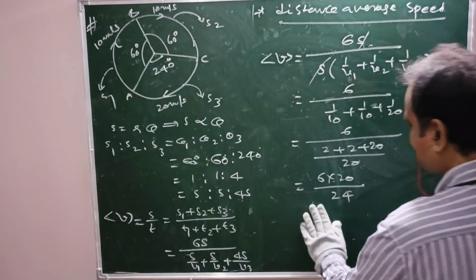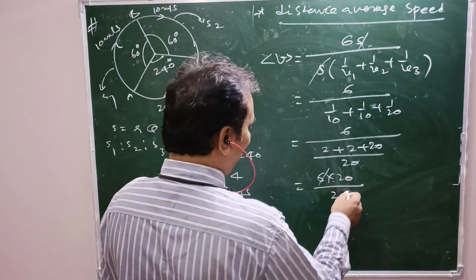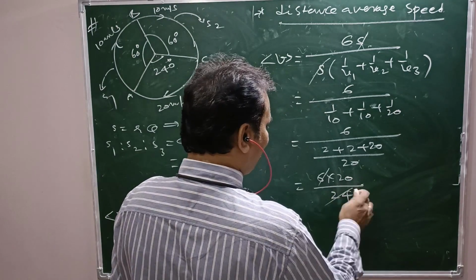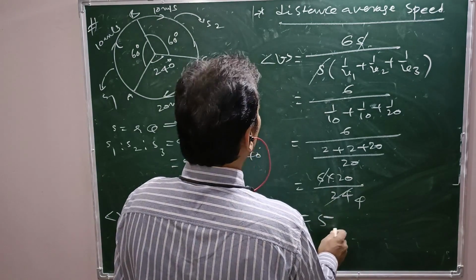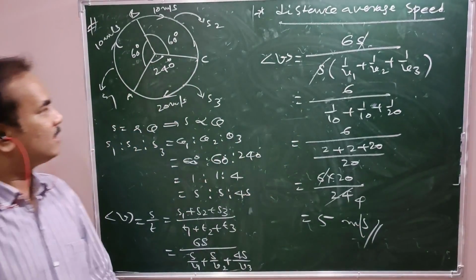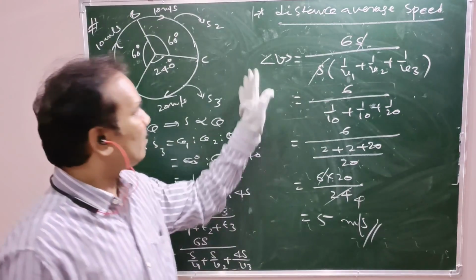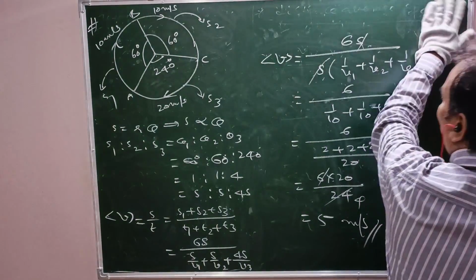Now see, 6 into 20 by 24, that is 5. 5 meters per second. Right, this is what the average speed is in this case. Okay, now coming to another model.